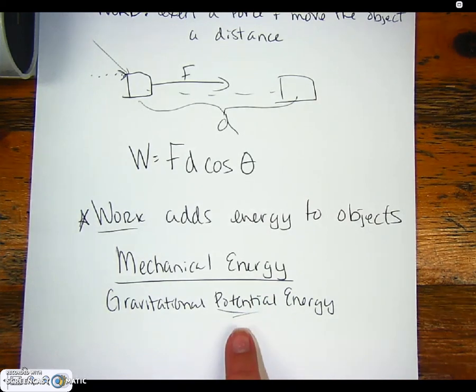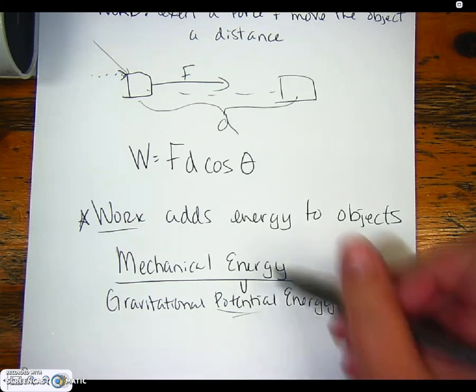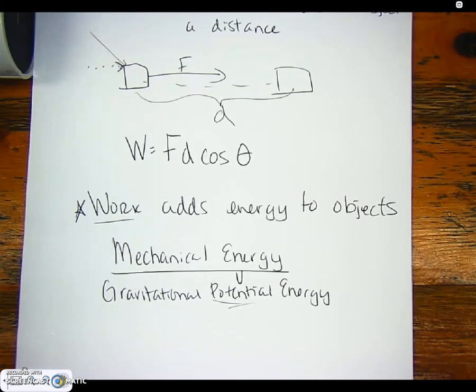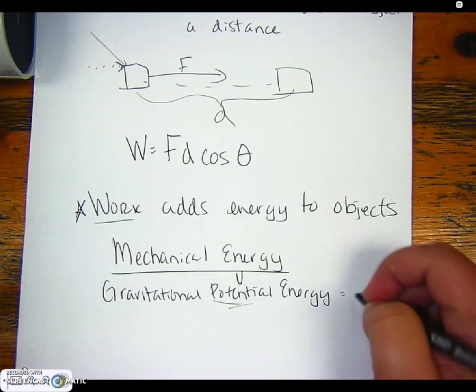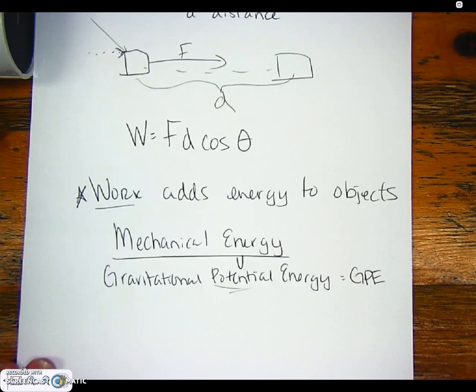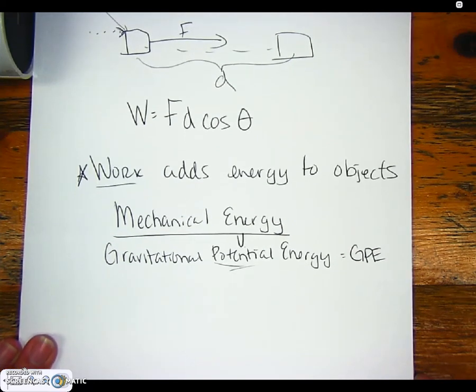The generic variable that we use for potential energy is the letter U. So this could be U gravitational, this could be U electrical, U elastic. There are all sorts of different types of potential energy, so U is a generic variable for potential energy. But typically when we started learning about gravitational potential energy, we used GPE as an abbreviation for the concept.